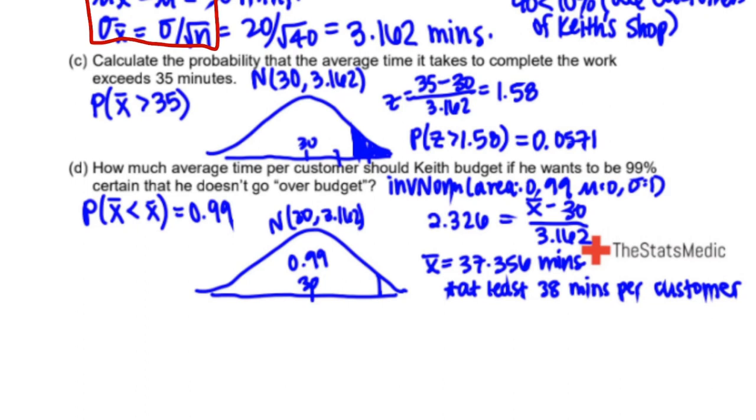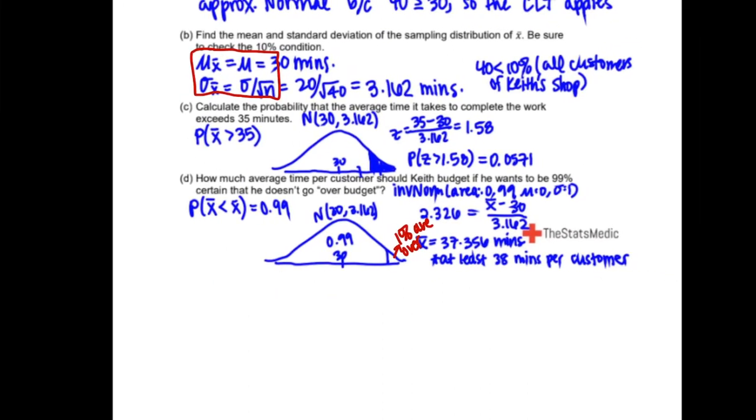Now, letter D is a little tricky when it says 99%. He wants to be 99% certain that he doesn't go over budget, which means only 1% of them go over. So if you want to think about it like that, that might be a little easier. That's how I knew to put 0.99 to the left underneath the curve.